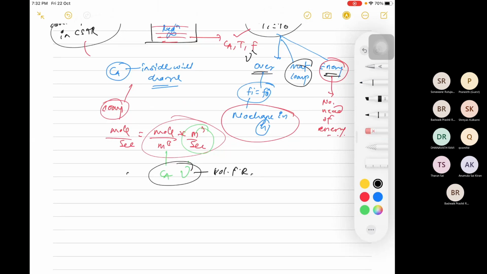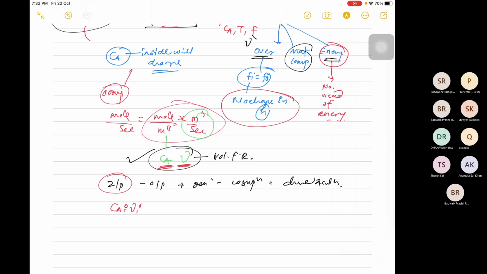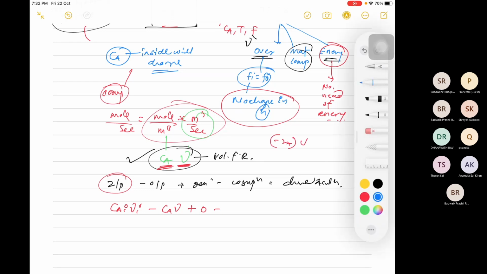Now how can you balance here? Input minus output plus generation minus consumption is equal to change of concentration, or accumulation. So what is input? CA into nu, CA i into nu, minus output is CA into nu, plus generation is 0, minus consumption. What is consumption from the reaction, right? How will you write it? Minus RA into V, right? Minus RA, what is its unit? Moles per meter cube second.